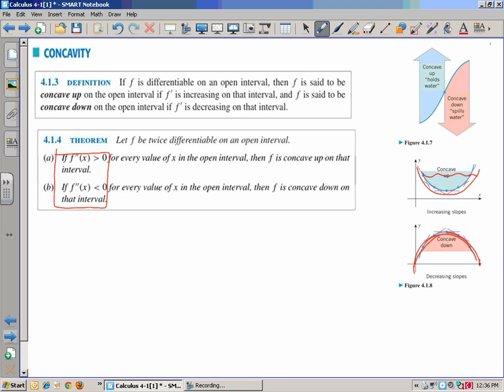If the second derivative is greater than 0, meaning positive, you are concave up. If the second derivative is negative, you are concave down. Okay? So concave up, positive; concave down, negative.